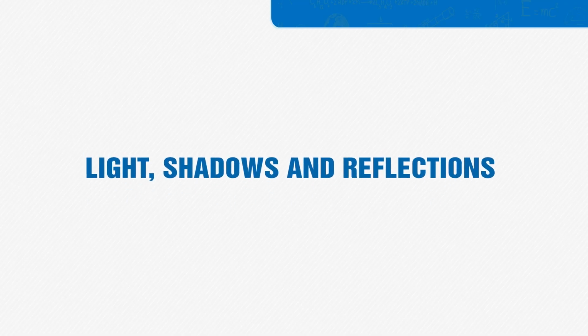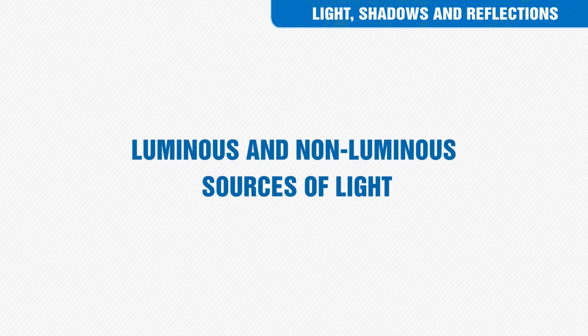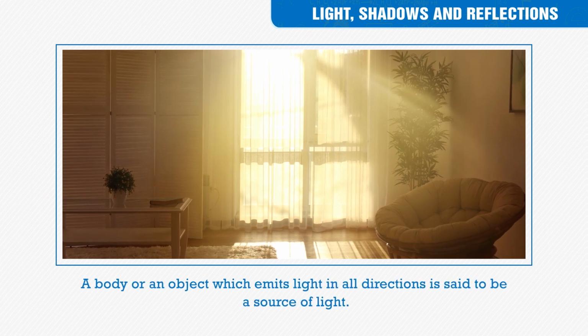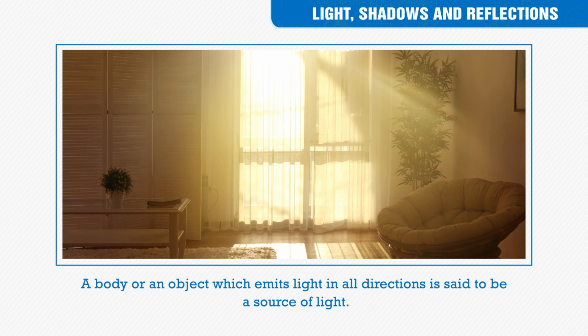Light, shadows, and reflections. Luminous and non-luminous sources of light. A body or an object which emits light in all directions is said to be a source of light.